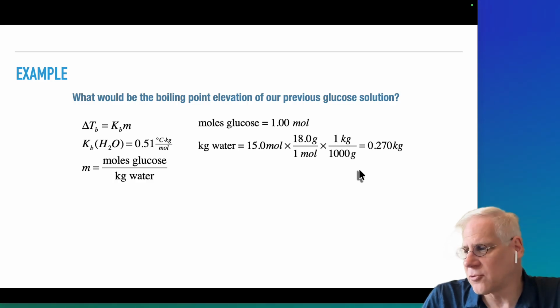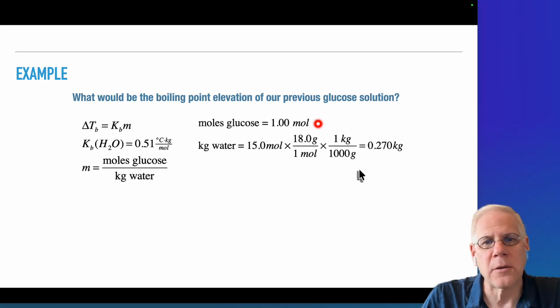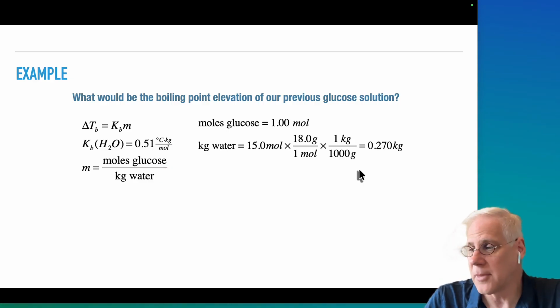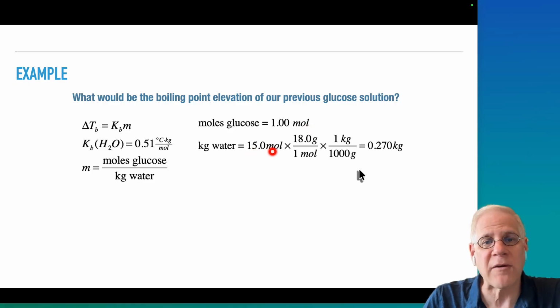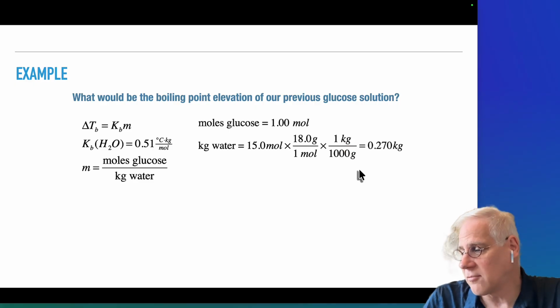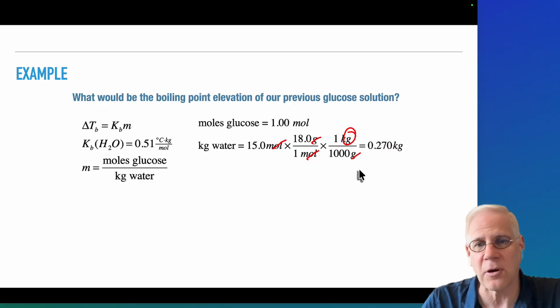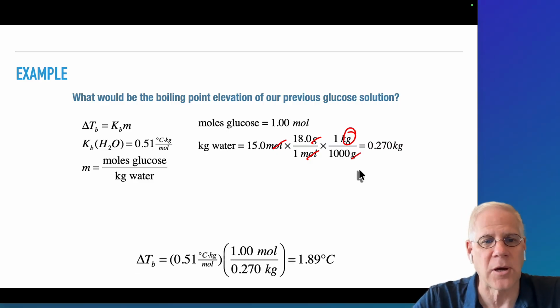So our moles of glucose are going to be equal to 1 mole, okay, because now our molality that we're looking for is for the solute, not the solvent, like we did in the previous example. So our moles of glucose is 1 mole. Our kilograms of water, well, we know we have 15 moles of water. We have 18 grams per 1 mole. And so that'll give us the number of grams of water, and then we just need to convert to kilograms. So everything cancels out very nicely. Moles and moles cancel, grams and grams cancel. Only unit we're left with is kilograms there, and we get 0.270 kilograms.